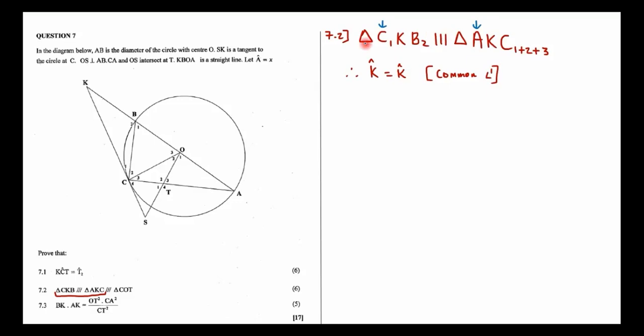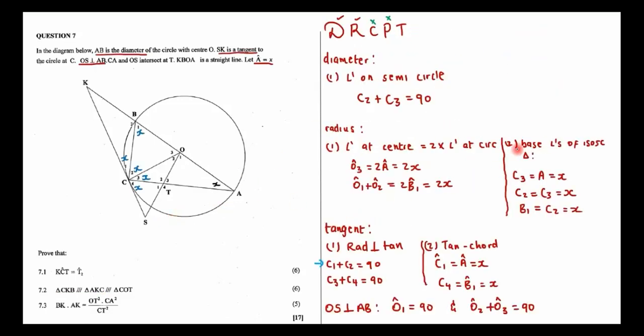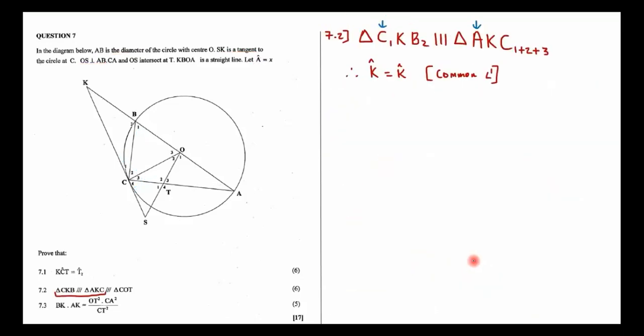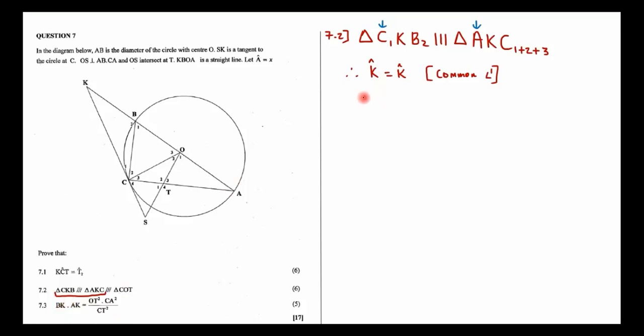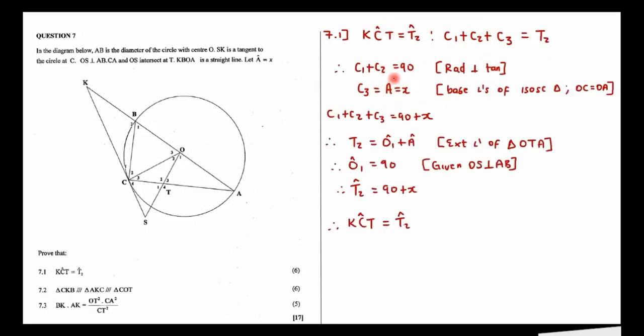So basically here we can then say that C1 is equal to A. So we're going to check that. If you remember earlier, C1 we said is equal to A, which is X, and that was because of the tan chord. So basically you will then say here that C1 is equal to A, which is equal to X. And then let me see if we didn't prove that already.